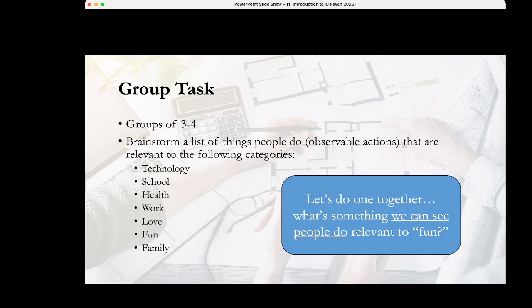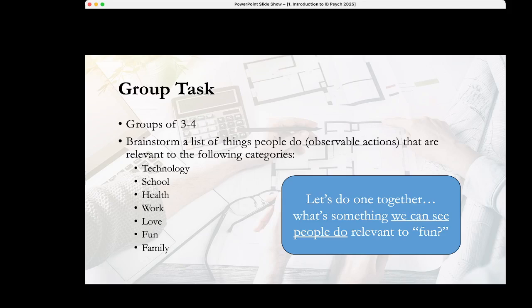Now, this is a new activity of mine, and I want to explain. Don't know how this will go in your class. In the past, to get the idea of an observable action, a behavior, things people do, I've asked students to just come up with their own examples, and they've struggled.